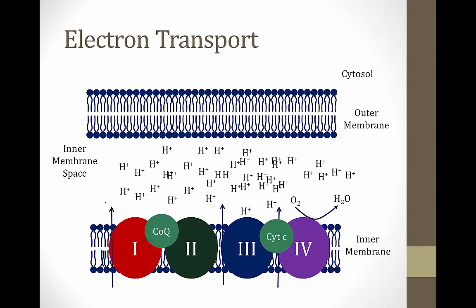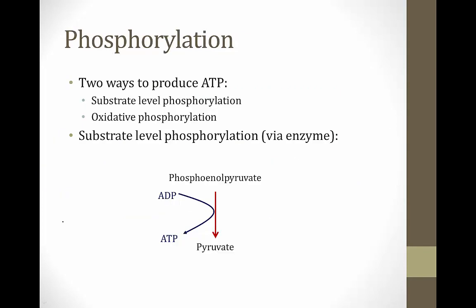So here's a picture to try and put the whole process together for you. Complex 1 can transfer electrons to coenzyme Q, which passes them along to complex 3. In addition, complex 2 can also transfer electrons to coenzyme Q. Complex 3 then passes electrons on to cytochrome C, which passes them on to complex 4, and then complex 4 passes the electrons on to oxygen to make water. Throughout this process, hydrogen ions are being pumped into the inner membrane space where they will accumulate and later be used to generate ATP.